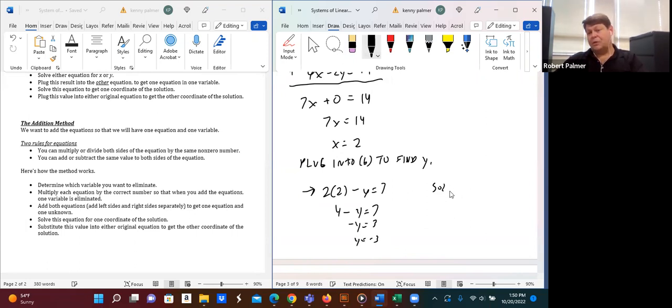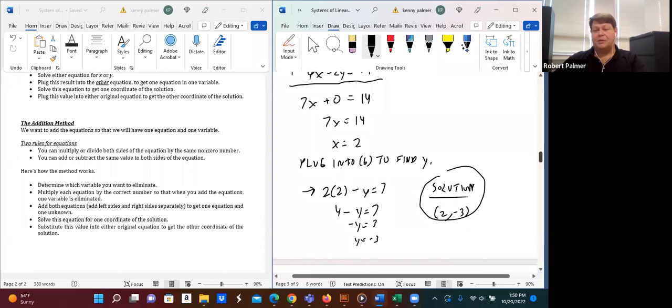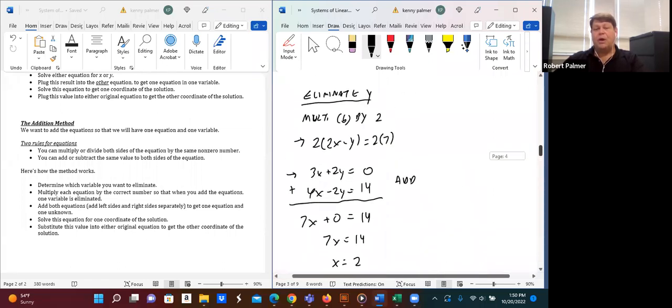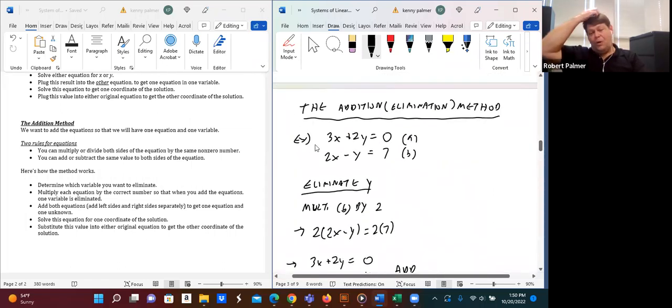So once again, our solution, the same as it was before, is the point 2, negative 3. This is the same system. It has to have the same solution, and it does. So that's the addition method. You start with two equations, and you multiply one or both by something. When you add, one of the variables will go away, and you end up with one equation with one variable.